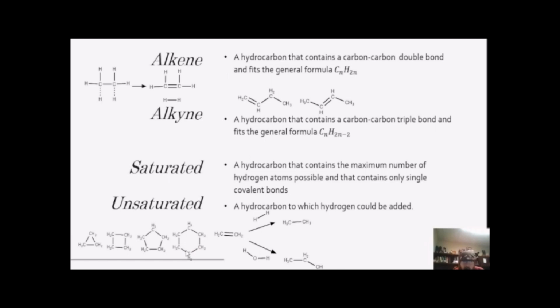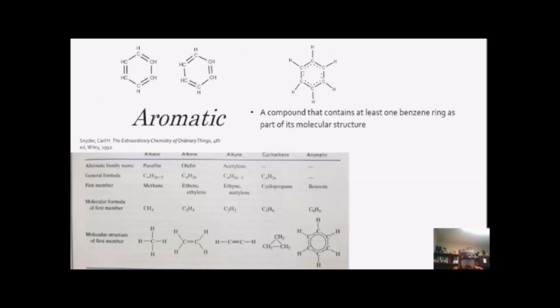But we won't worry too much about these guys. Just know there's rings that we can see. Glucose is a form of a cycloalkane to some extent. And the last family we'll talk about is aromatic.